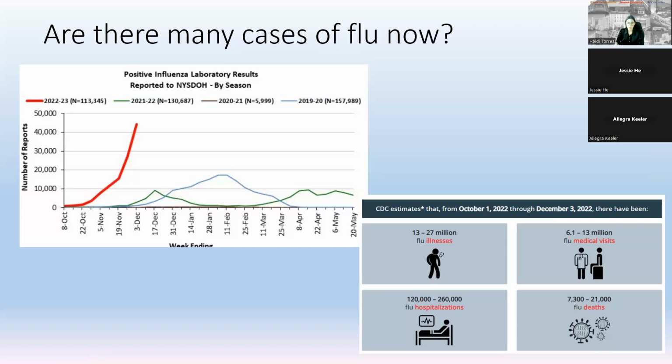So far in the season, from October through December 3rd, the CDC has estimated there's already been around 13 to 27 million flu cases, 6 to 13 million medical visits related to the flu, close to 250,000 flu hospitalizations, and anywhere from around 7 to 21,000 flu deaths. So that's pretty high. You can see that those numbers of deaths are already higher than our last year, for example, at the end of the season. So we're in a very different place than we were last year.